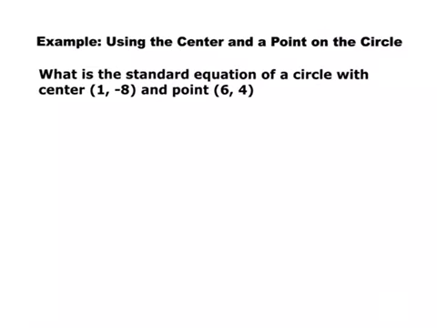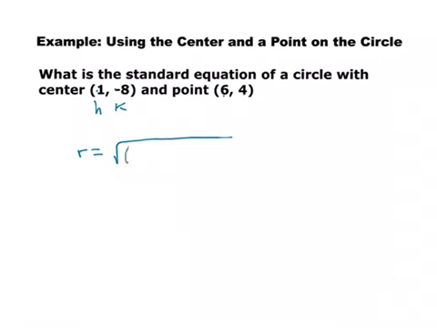Here it asks, what is the standard equation of a circle with a center? So they give us h and k of 1, -8, but a point on the circle at 6, 4. Well, in order to find the radius, we're going to have to set up the distance formula, because that's what they didn't give us. So we're going to use these 2 points to find the radius. So we'll use the distance formula.